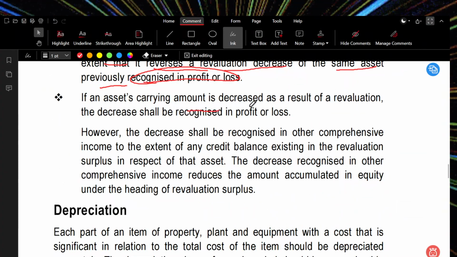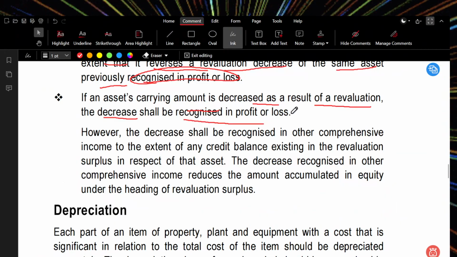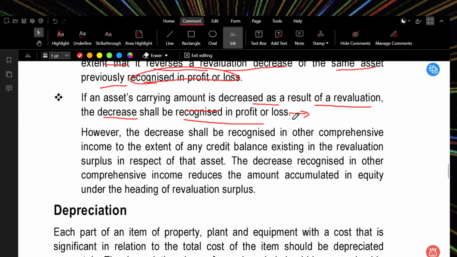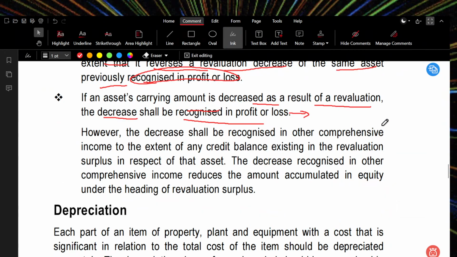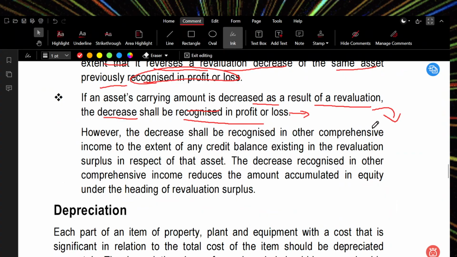If an asset's carrying amount is decreased as a result of revaluation, the decrease shall be recognized in the profit and loss account. So okay, the asset has been decreased. What will happen? Where will the revaluation be recognized? In the P&L account, right? When you decrease the value of an asset, where will you put it? If there is no revaluation surplus, it will be charged to the P&L. Yeah, that is fair value.